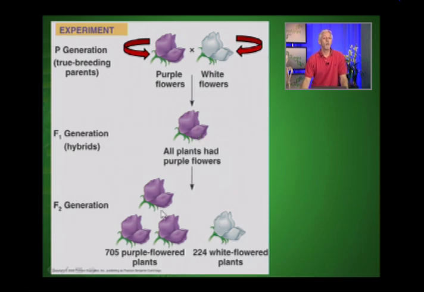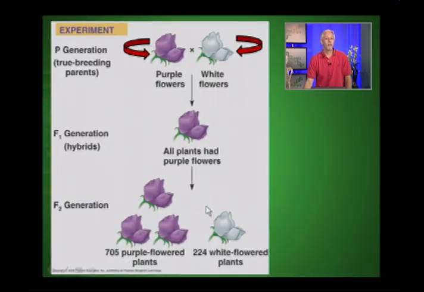And he also noticed that the purple to white in the F2 generation was a 3-to-1 ratio. And again, being a mathematician, he began to look at these ratios and began to think about what would be necessary for some physical material going generation to generation to actually go from having traits to disappearing traits and reappearing in a 3-to-1 ratio.